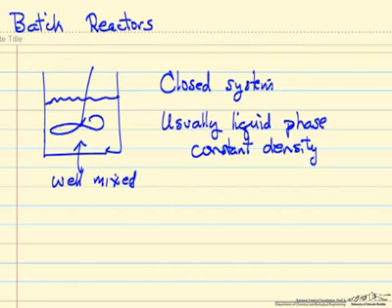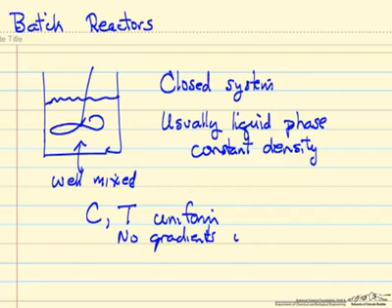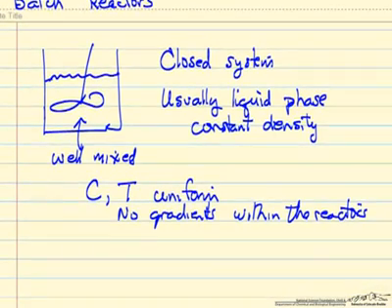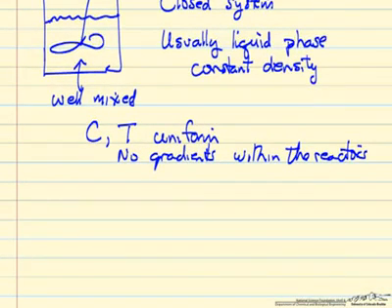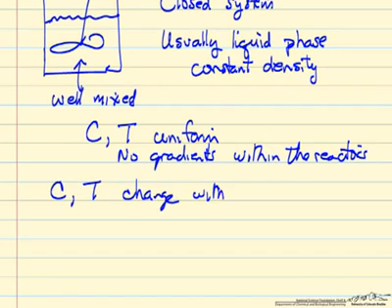of the analysis. By assuming it's well mixed, it means the concentration and the temperature are uniform throughout the reactor. In other words, there are no gradients within the reactor. And this is important in terms of how we analyze. It certainly simplifies dramatically the mass and energy balances because of this assumption, and it's usually a pretty good assumption. It's well mixed, there's no gradients, but both the concentration and the temperature change with time as reaction proceeds.